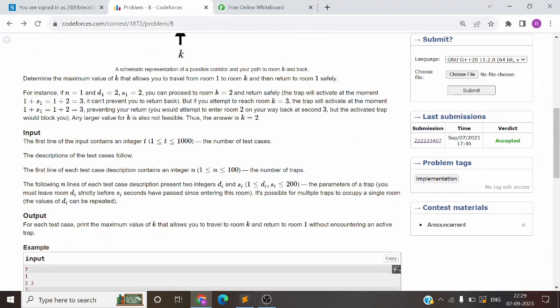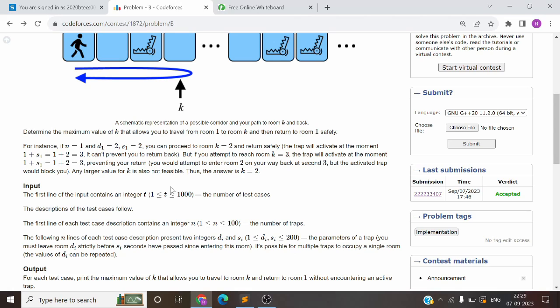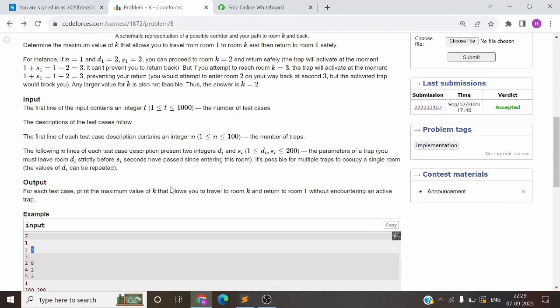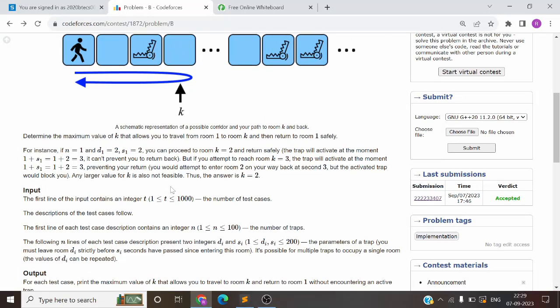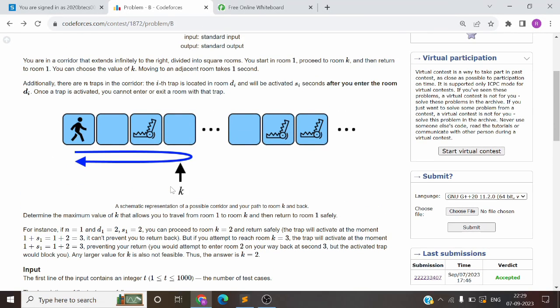After how many seconds, वो वहाँ पे दिया हुआ है कि ट्रैप की पोजीशन ये है और इतने सेकंड बाद वो एक्टिवेट हो जाएगा once you step on to that trap. So what you need to do is basically you need to calculate कि आप maximum कितनी दूर जा सकते हो.